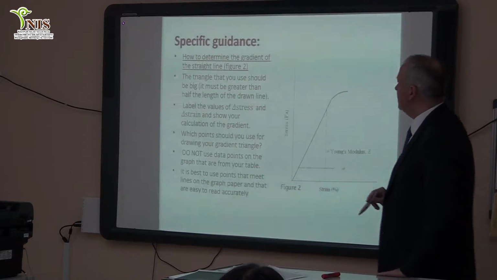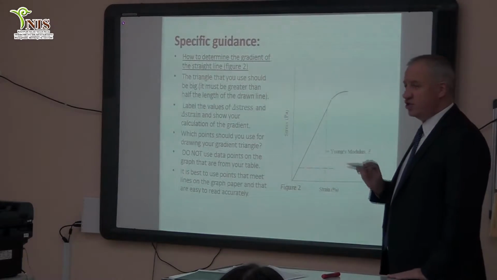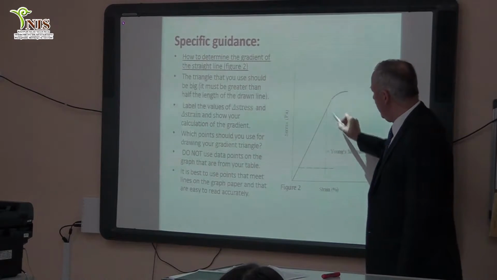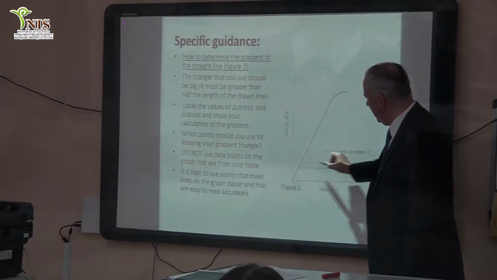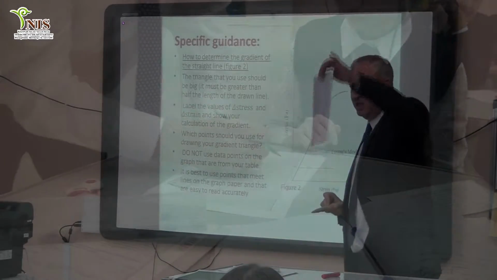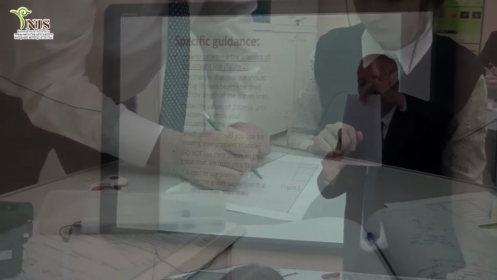How to determine the gradients. I think you know how to do the gradient, but let's talk about that very quickly. Imagine that you've drawn something like this, and you've got to choose a point here and a point here. Draw a nice large triangle. Don't use a tiny point. The size of the triangle that you use to draw the graph with is not tiny.